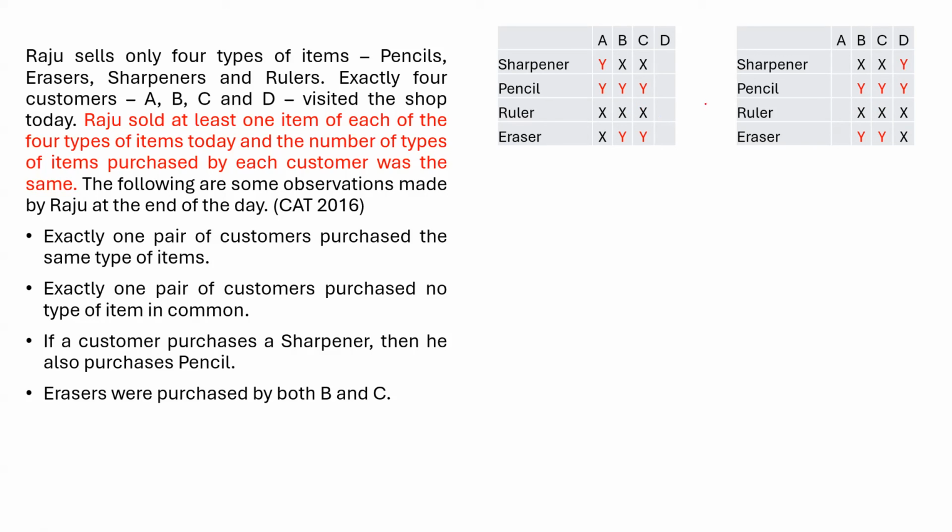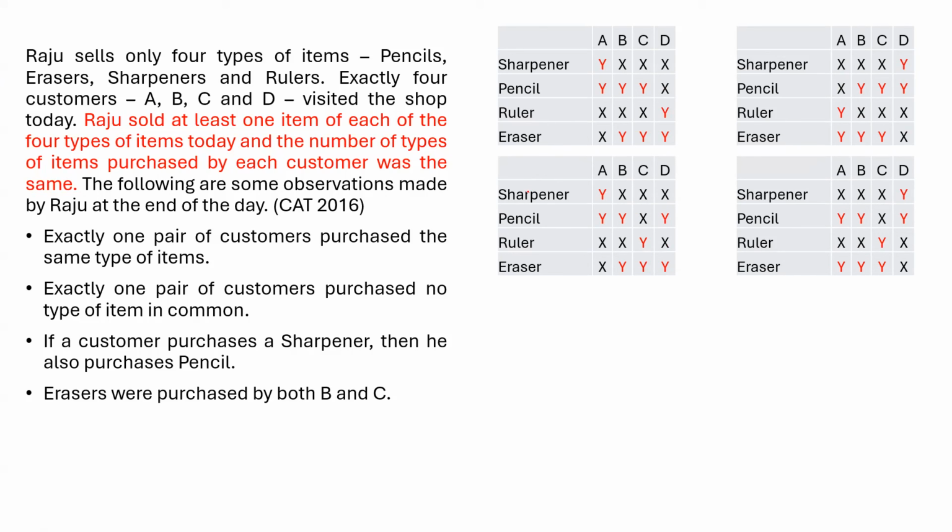So we already now have a pair, which is B and C, who purchased the same type of items. We need a pair which has not purchased the same kind of item. That is only possible as A and D now. So we can put this as yes, purchased, in which case these 2 are crosses. So this is the first case of this particular question. We can now make further cases as well.